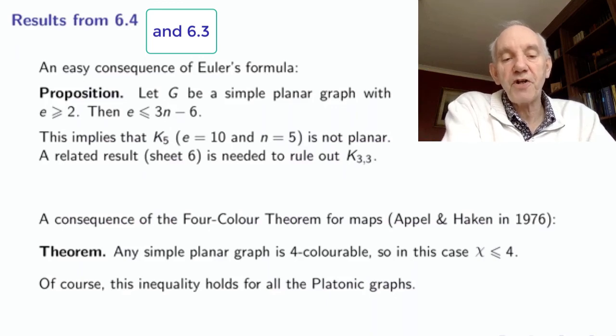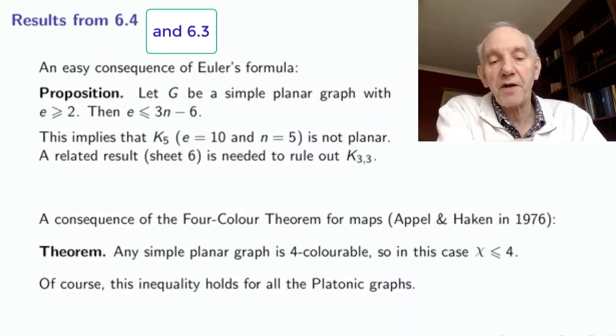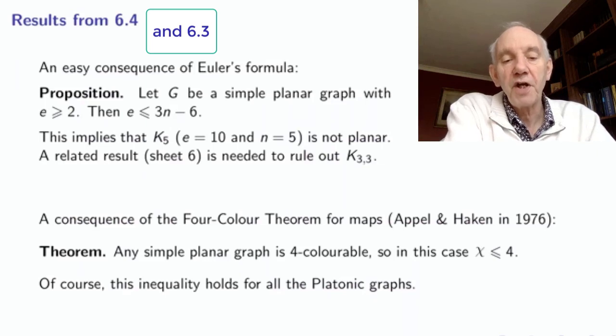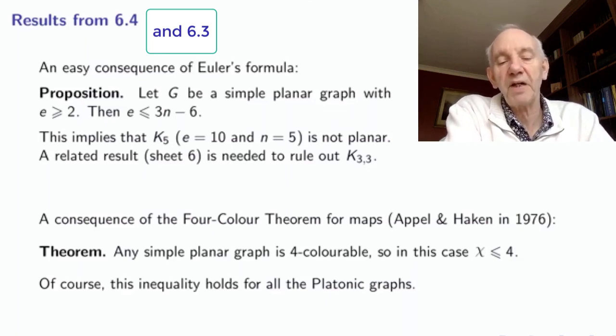So if you know that a graph is planar, even if you don't have a planar representation of it, you know that its chromatic number cannot be bigger than 4. And needless to say, it follows that the Platonic graphs all have chromatic number less than or equal to 4. Some of them have chromatic number equal to 4, as we'll see in the next talk.